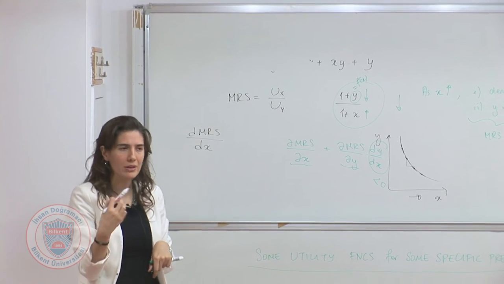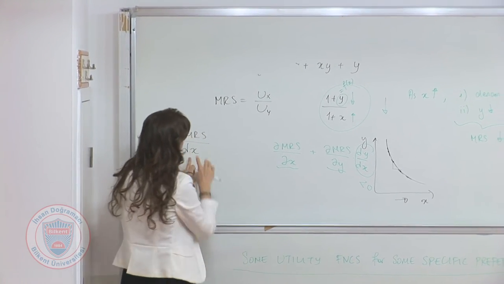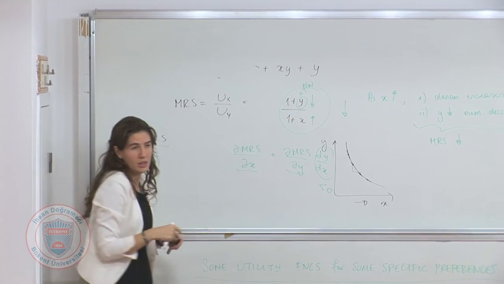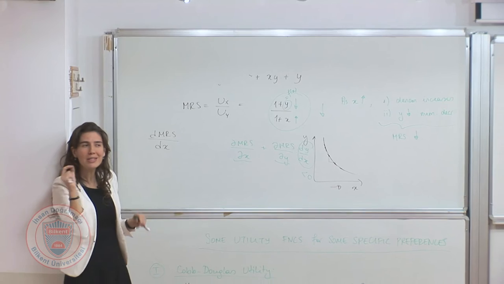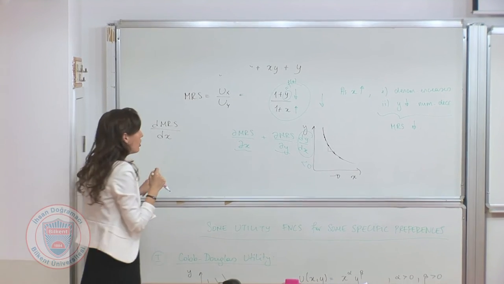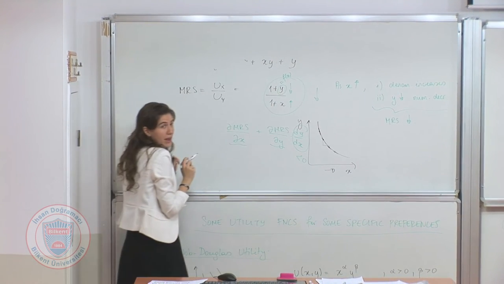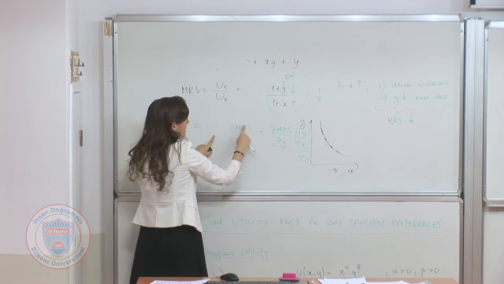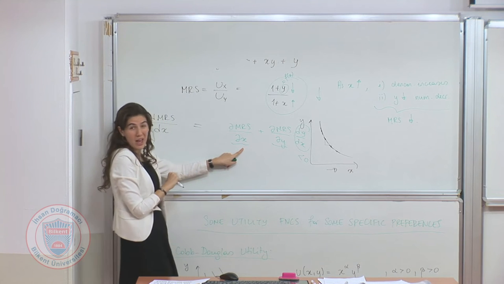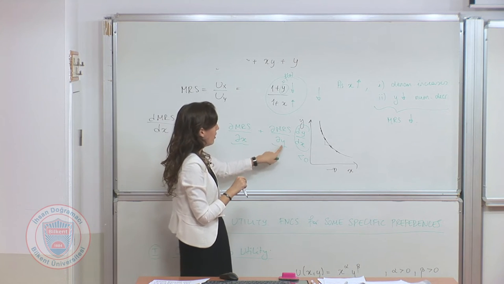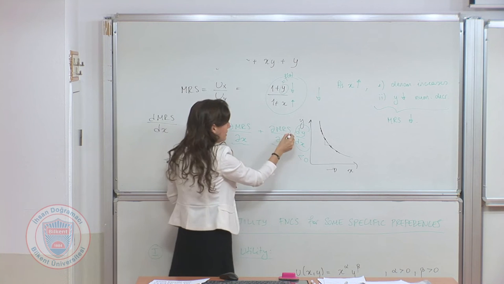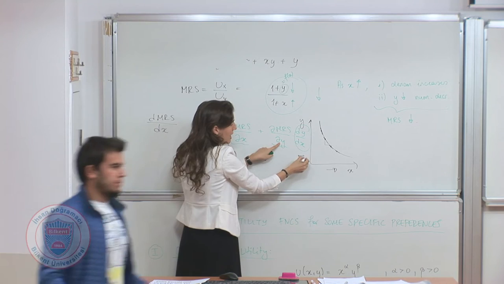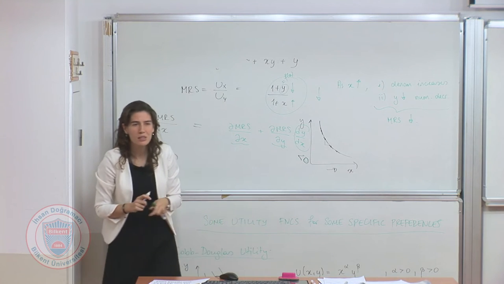But if you want to know about the formal way of doing it, then you should take the derivative of MRS, for instance this function, with respect to X. When you take the derivative, just keep in mind that Y is a function of X. So basically, it would be something like this. You take the derivative of MRS with respect to X, and with respect to Y. But because Y is a function of X, you should have this term, and you should know that this is negative.